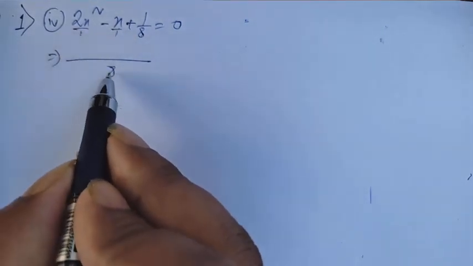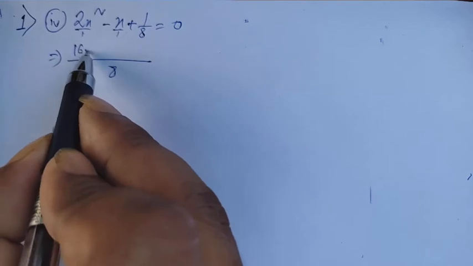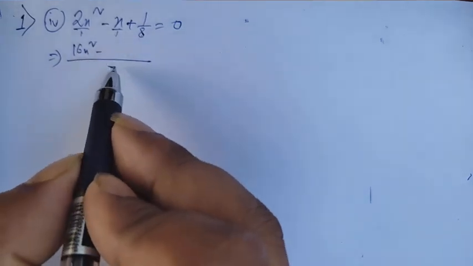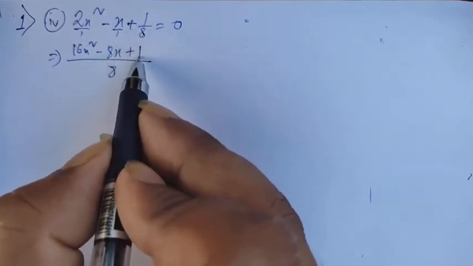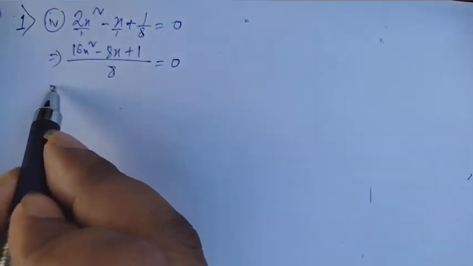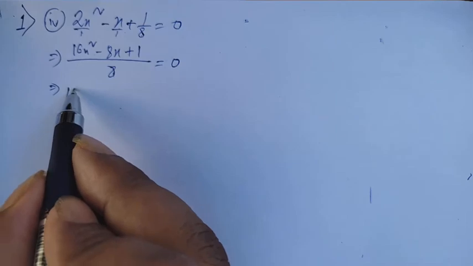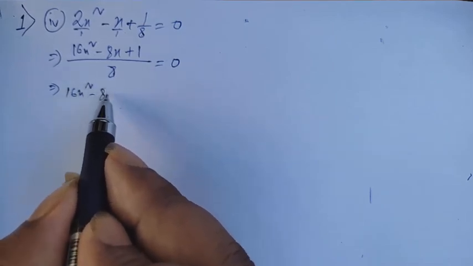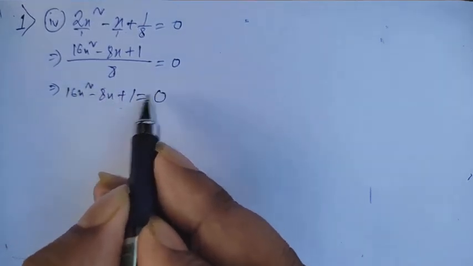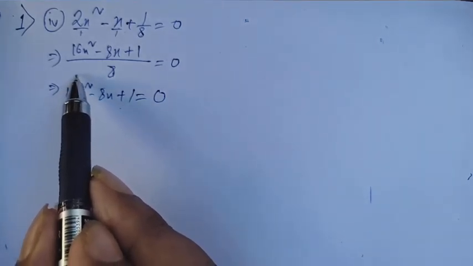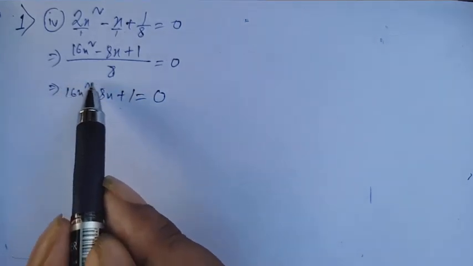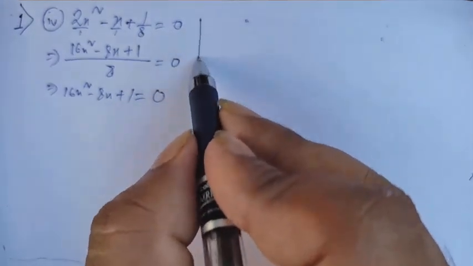So 1 goes 8 times 2, 16x squared, minus 1 goes 8 times 1, 8x, plus this one 1, and 8 will go there. 16x squared minus 8x plus 1 equals 0. Now we have to multiply the first term and the last term, 16x squared multiplied by 1. We will do the rough work.